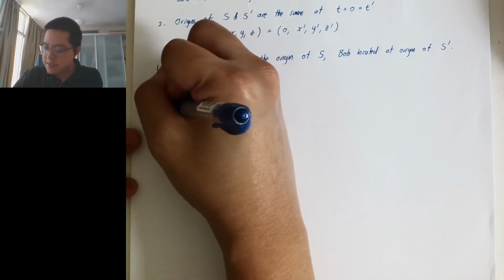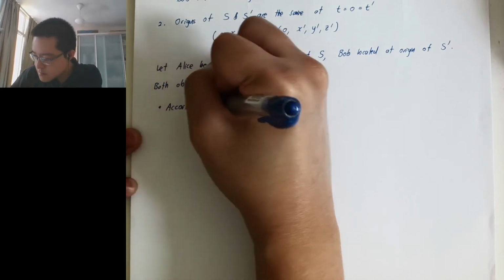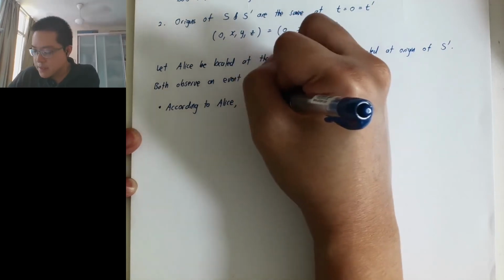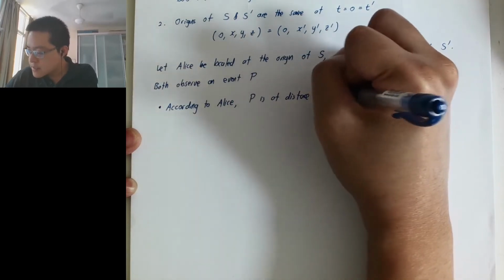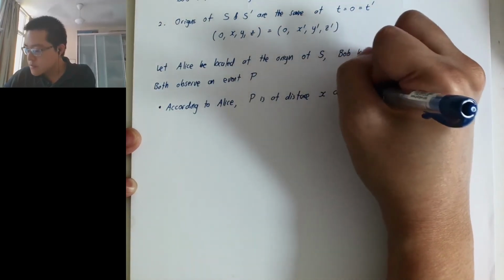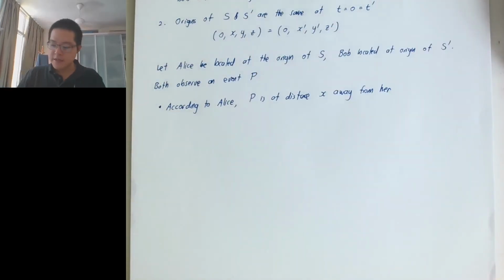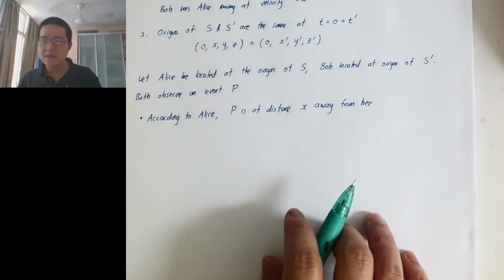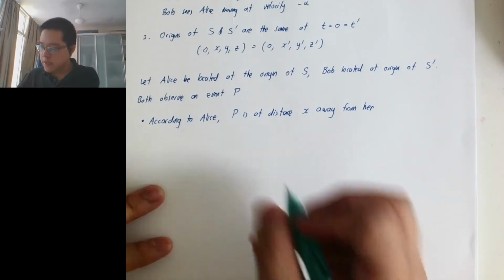So these statements are definitely straightforward. According to Alice, P is at a distance x away from her. I try not to draw, because every time we draw a diagram, we are assuming some perspective. So actually I'll just draw Alice's frame.